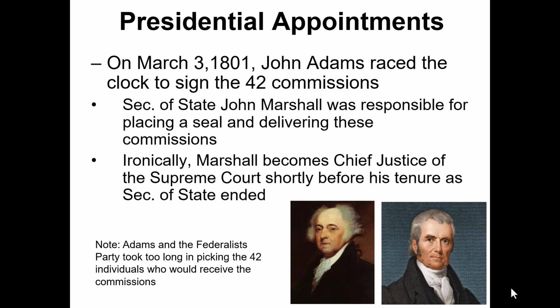So with just a few days to fill these positions, John Adams, along with other Federalists in Congress, create a slate of 42 nominees to get approved by the U.S. Senate. They're approved in a matter of days, and John Adams races the clock to sign the 52 commissions, hand them over to his Secretary of State, John Marshall, for him to place the seal and deliver these commissions to these individuals. Racing the clock.